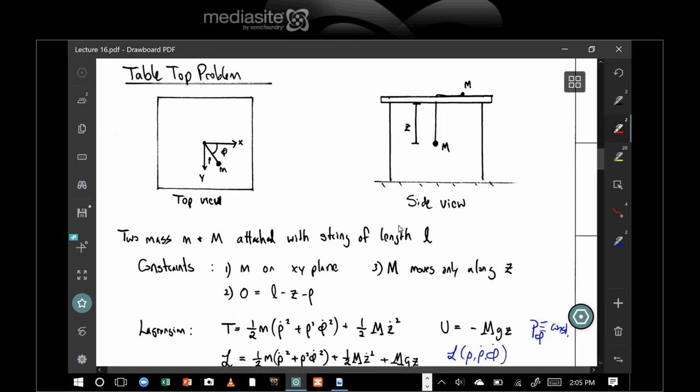To see how we're going to use this, we're going to solve this tabletop problem. We'll do that in the next video, but for now, we'll see you in class.